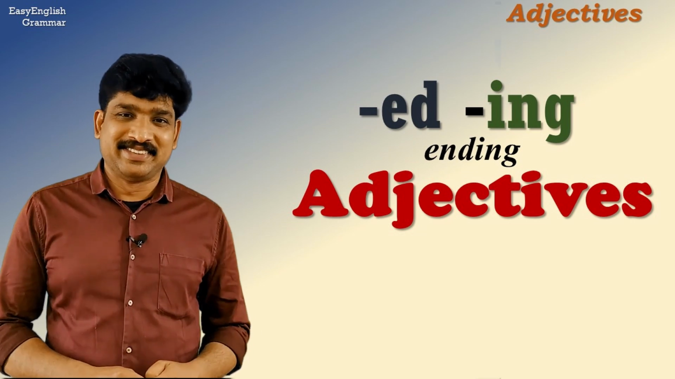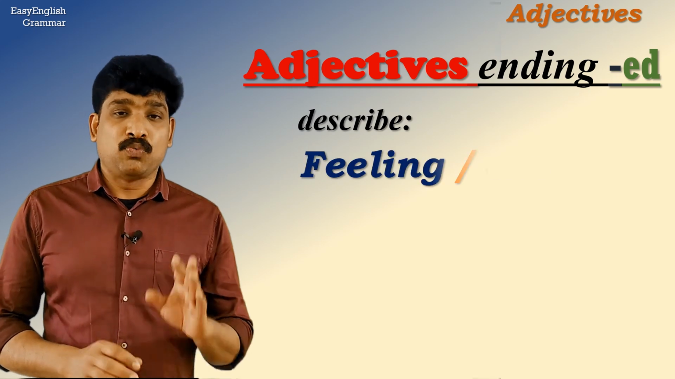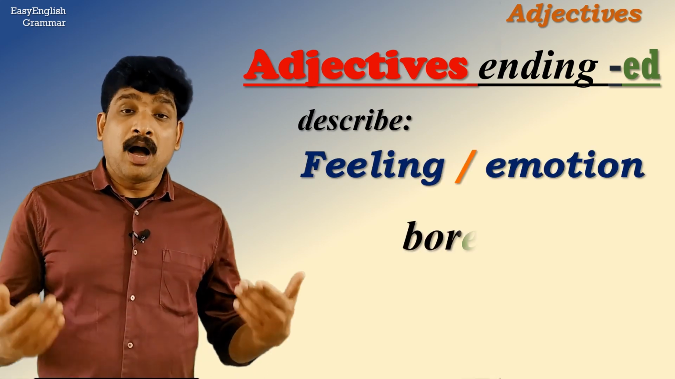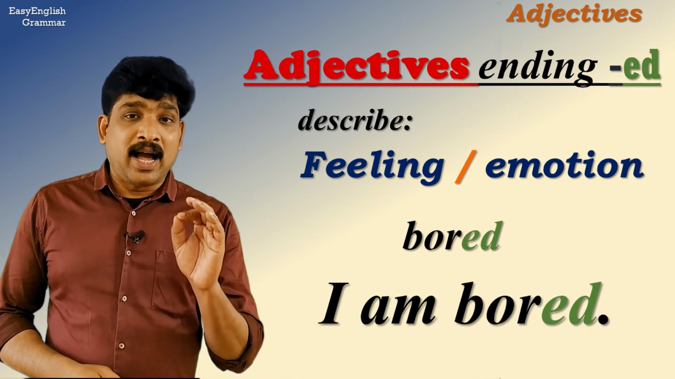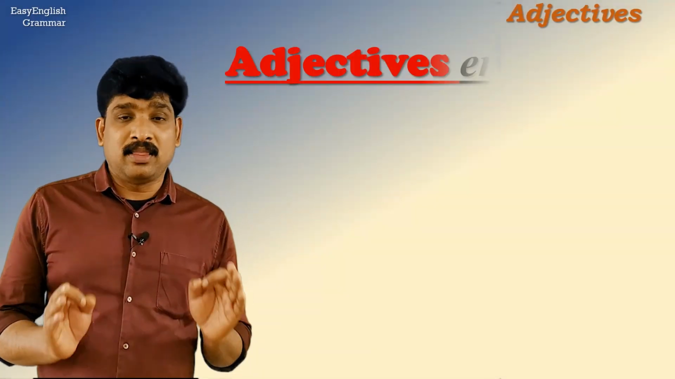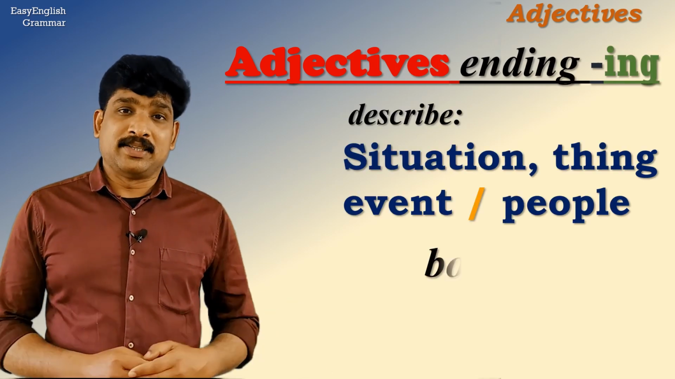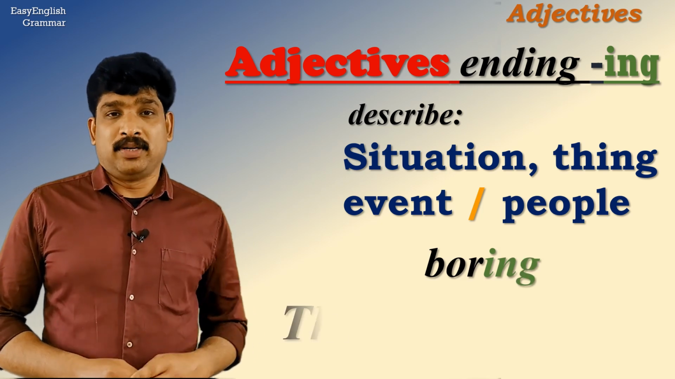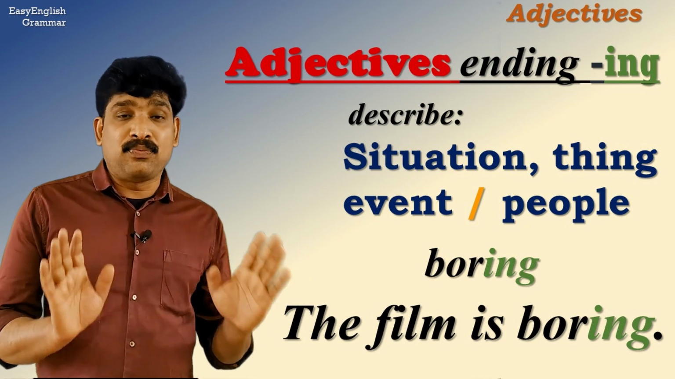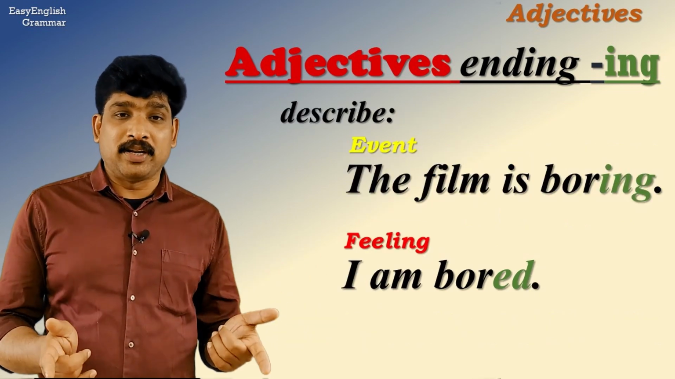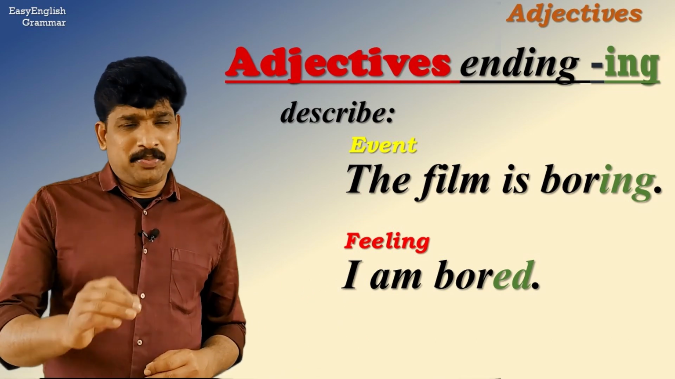Let's get started. Adjectives ending in ed describe a person's feelings. For example, bored. I am bored. Adjectives ending in ing describe a situation, thing or an event. For example, boring. Let us take a sentence. The film is boring. Okay, that's the event, it is boring. In this sentence, the film. And because the film is boring, I am bored. That's my feeling. I hope you get it.